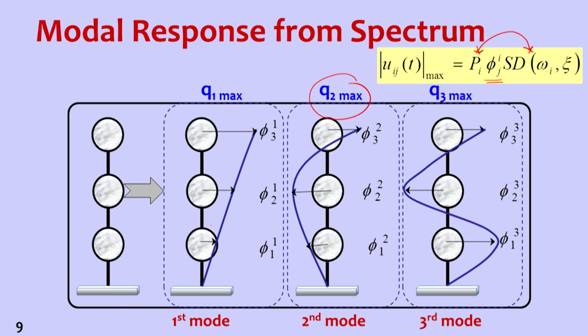Now how to add them? We know that this maximum value is occurring at some time T1, this is occurring at time T2, and this at time T3. So we cannot directly add. In time history analysis we were adding all these values directly at every time instant, but in response spectrum analysis we cannot add them directly. So we want the most conservative estimate, and there are several techniques for adding these modal values.